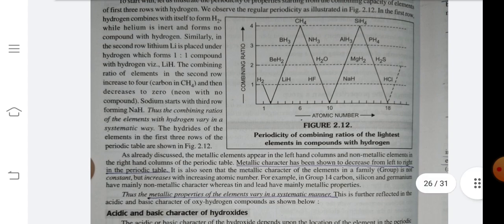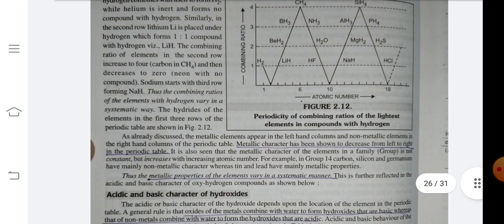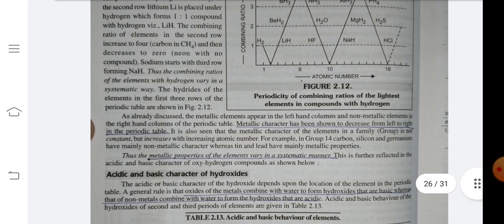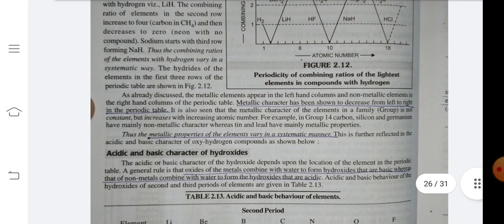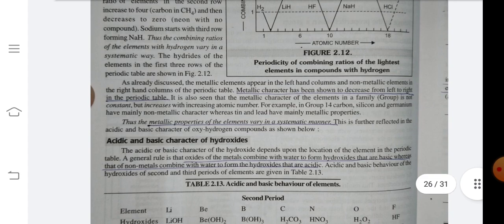In the first row, hydrogen combines with itself to form H2, while helium is inert and forms no compound with hydrogen. Similarly, in the second row, lithium is placed under hydrogen, and forms a 1:1 compound with hydrogen, for example LiH. The combining ratio of elements in the second row increases to 4 and then decreases to 0. Sodium starts the third row, forming NaH. Thus, the combining ratio of the elements with hydrogen varies in a systematic way. The hydrides of the elements in the first three rows of the periodic table are shown in figure 2.12.